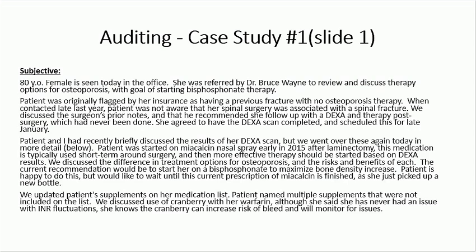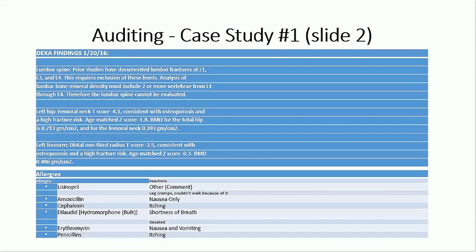They updated the patient's supplements on her medication list. The patient named multiple supplements that were not included on the list. They discussed the use of cranberry with her warfarin, and she stated she had never had an issue with INR fluctuations, although she knows cranberry can increase risk of bleed and she will monitor for those issues.